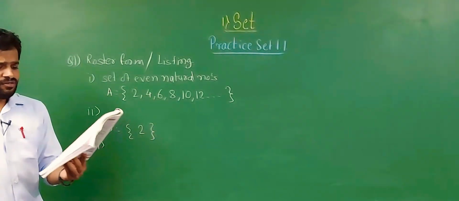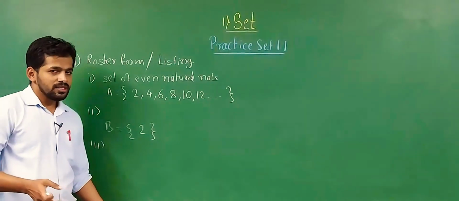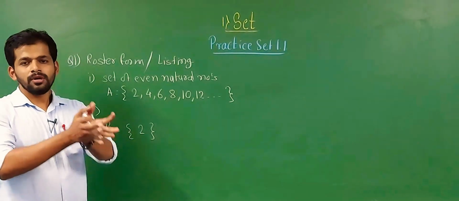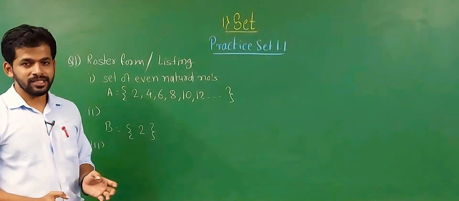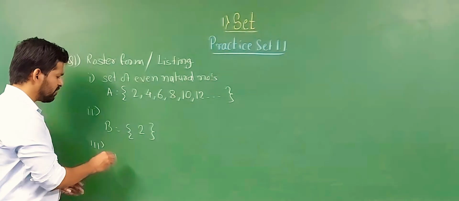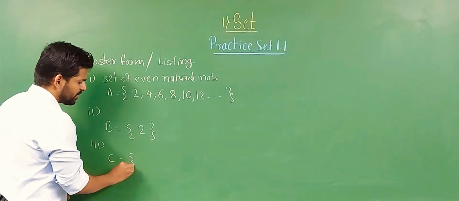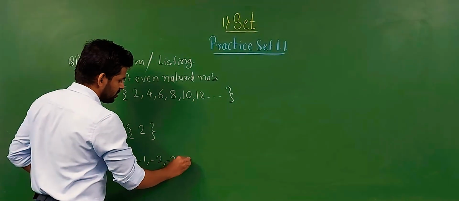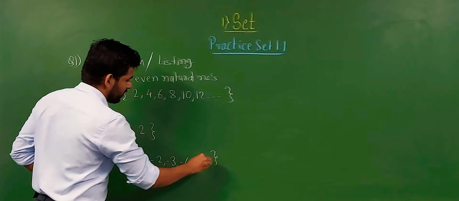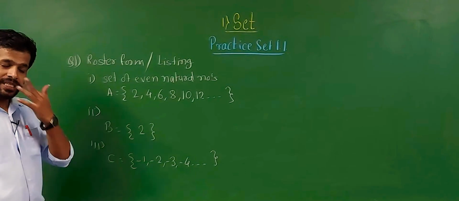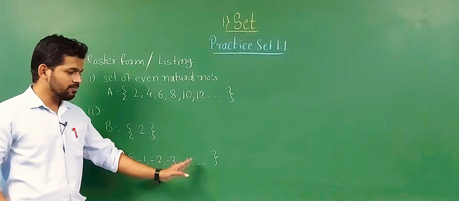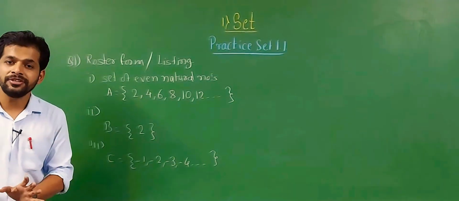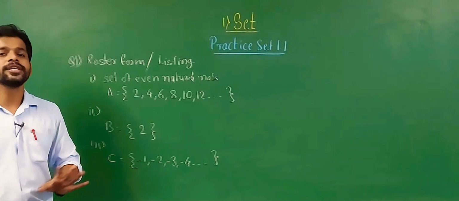Now let's see example number 3, set of negative integers. In the integers, 0, positive integers and negative integers are there. So we have to write only the negative integers. Suppose we take C, negative integers, that is -1, -2, -3, -4 up to infinity. Positive integers are 1, 2, 3, 4 up to infinity.